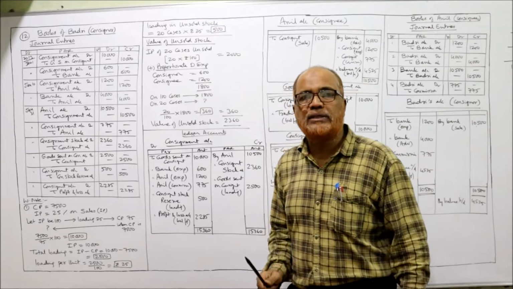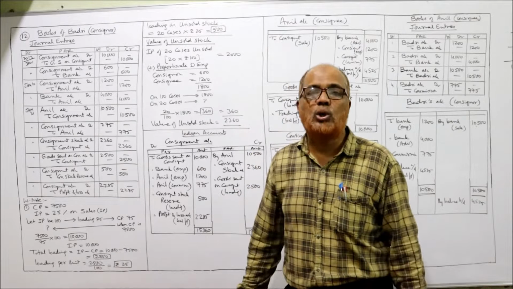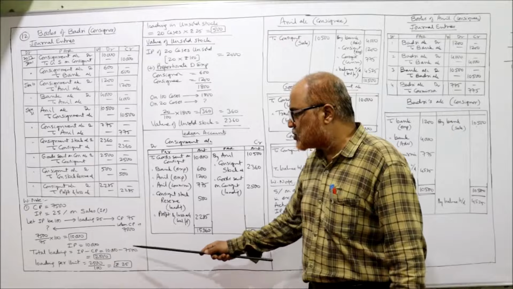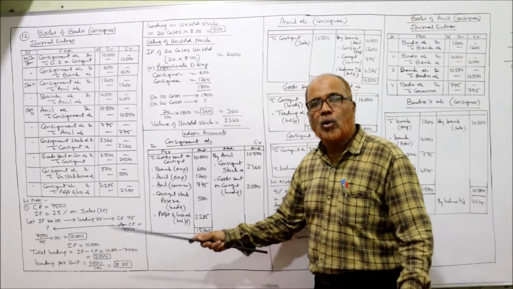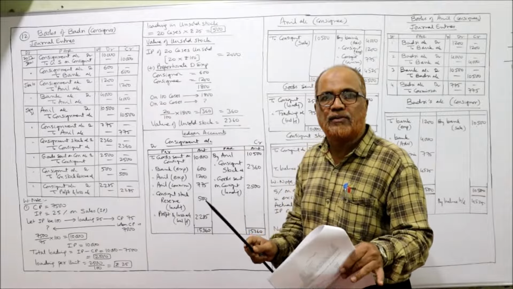Now we want two things. How much is the total loading and how much is the loading in unsold stock? Total loading is 2,500 and loading in unsold stock is 500. Keep it in mind. That is a new point given in the problem.